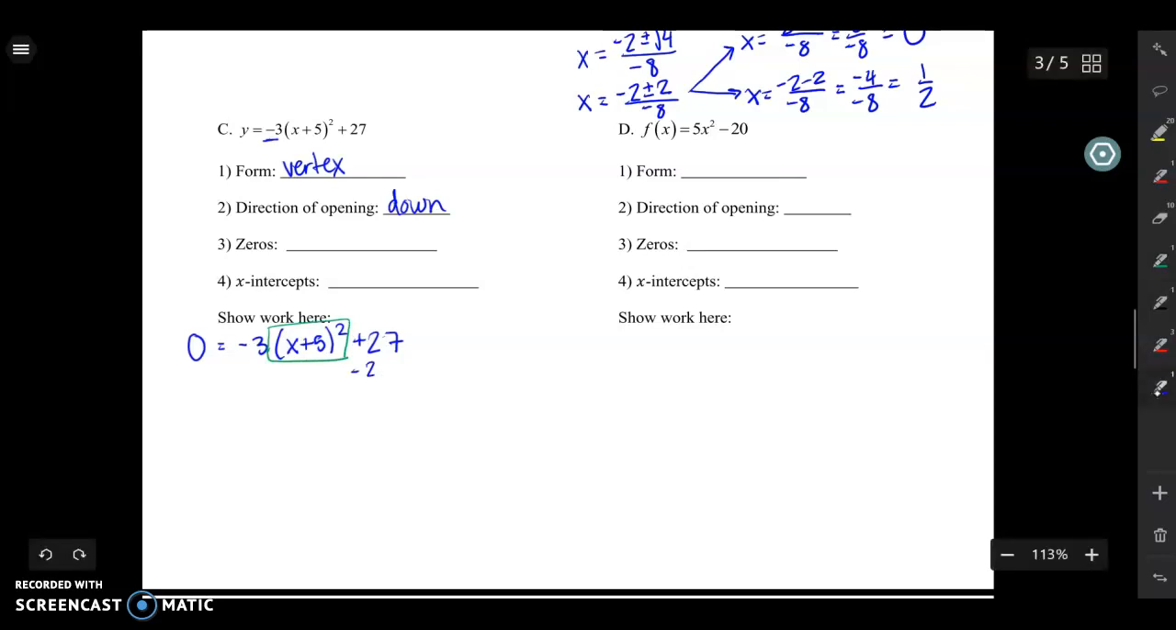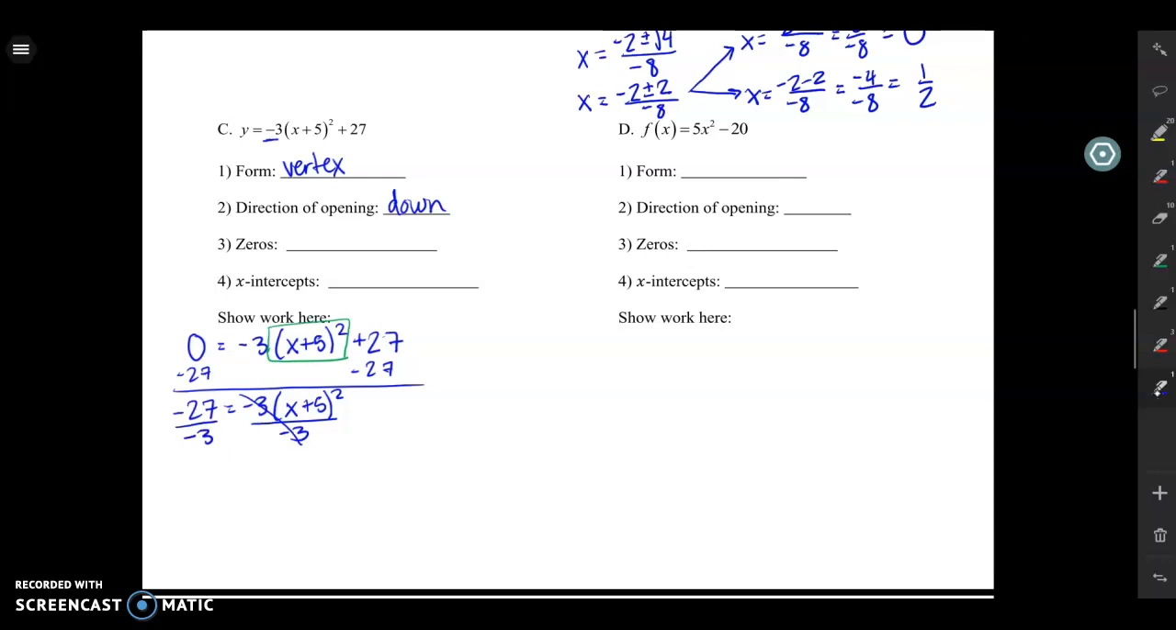So I'm going to start by subtracting 27 from both sides. So I get negative 27 equals negative 3 times (x plus 5) squared. I'm going to divide both sides by negative 3 to get rid of the negative 3 in front of the parentheses. I'm left with 9 equals (x plus 5) squared. Since my perfect square is now alone, I'm going to take the square root of both sides.